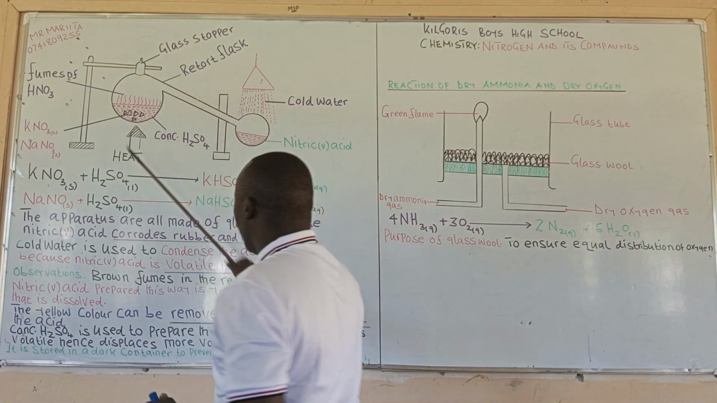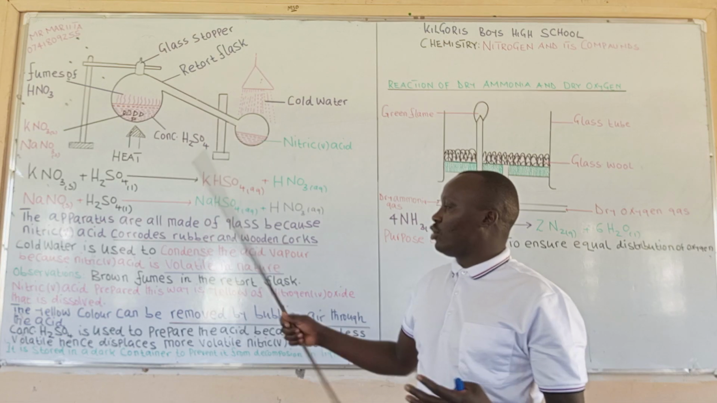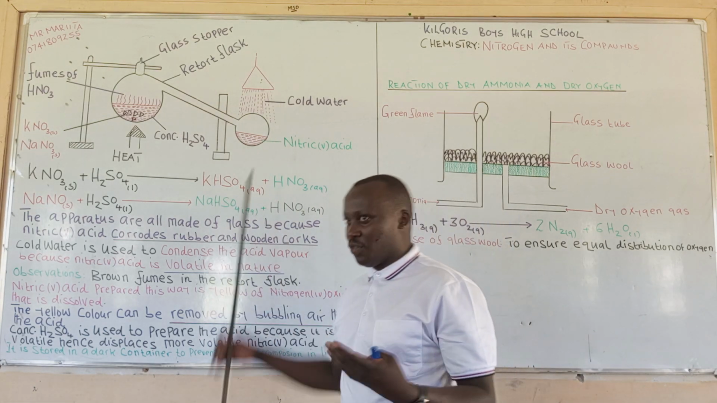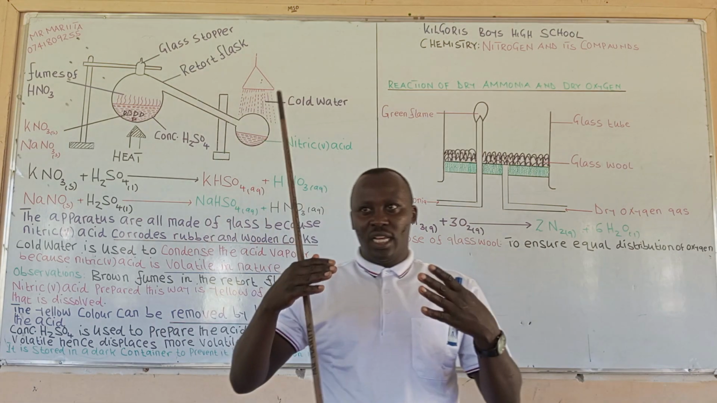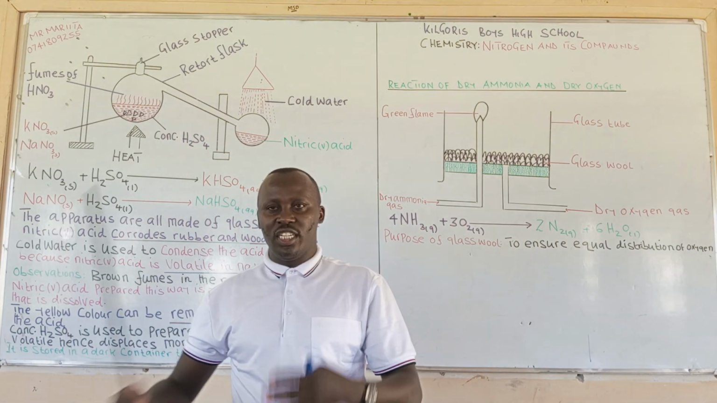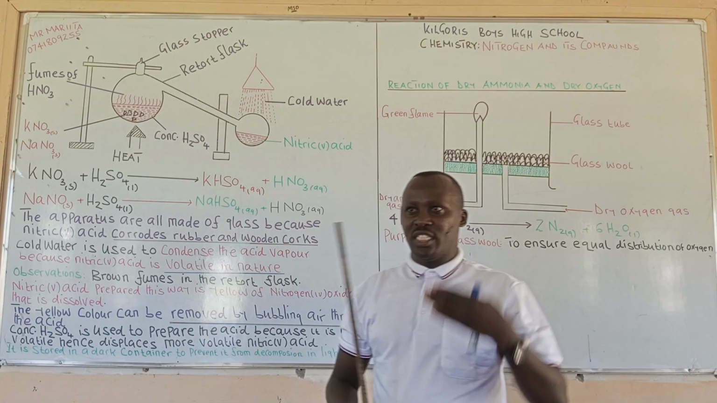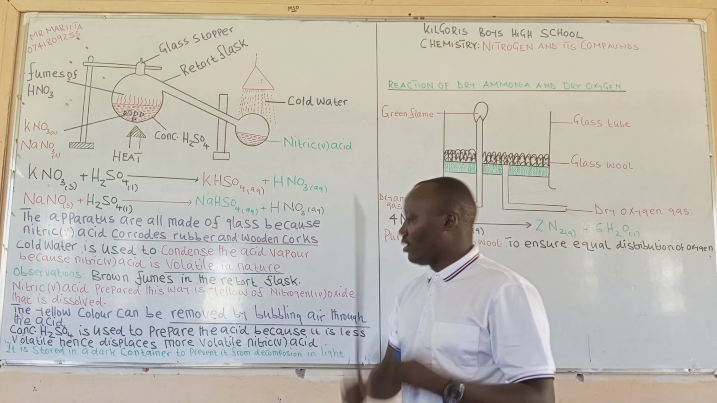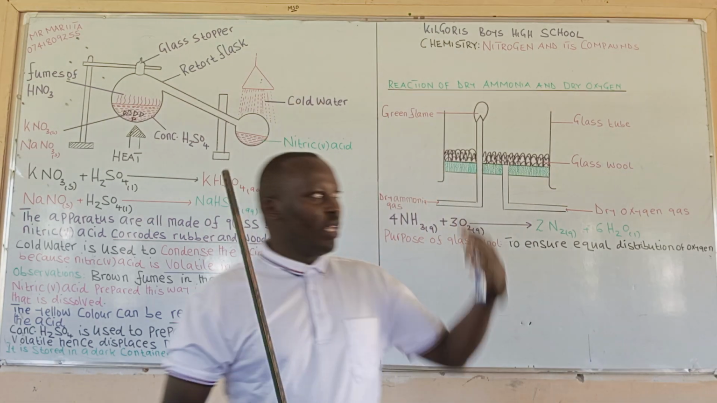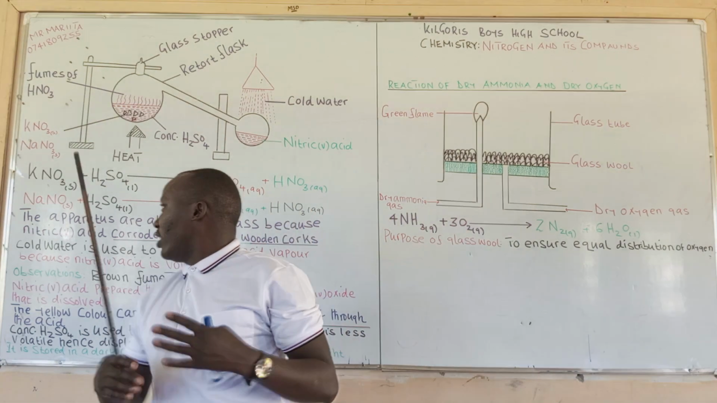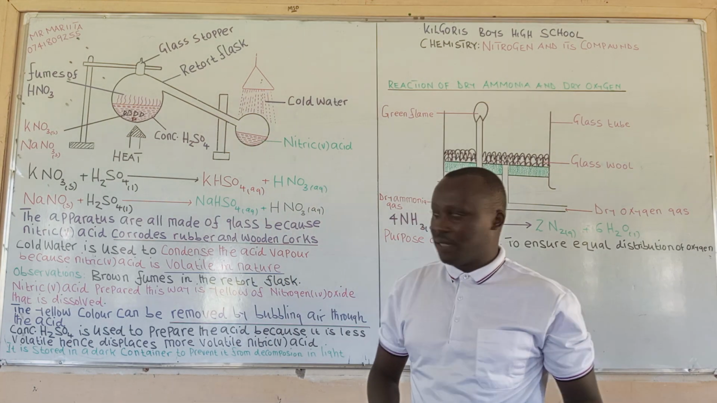So what are some of the questions you are expected to get from this particular diagram? First of all, to state the observation made in the retort flask, and of course you should be able to write the correct chemical equation that takes place when potassium nitrate reacts with concentrated sulfuric acid, or sodium nitrate reacts with concentrated sulfuric acid. And then we have the cold water, and you are supposed to know the purpose of cold water in this experiment.